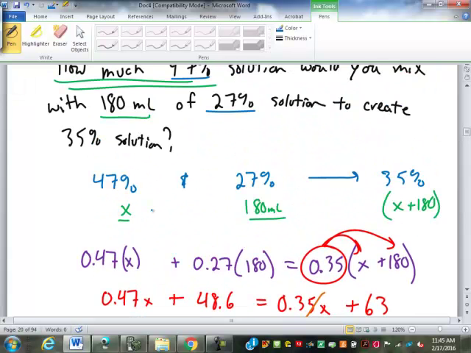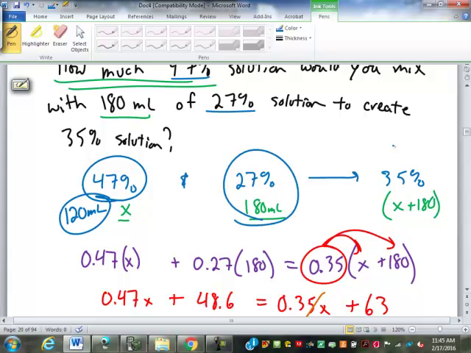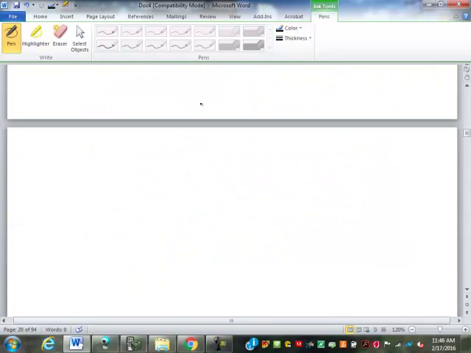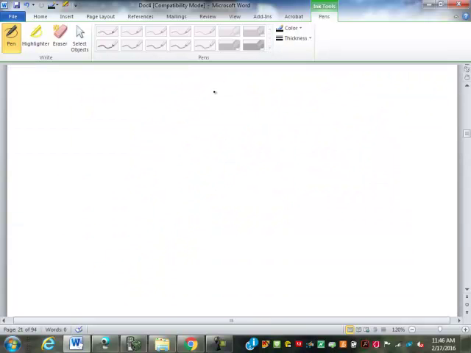So we would mix, X was the amount of the 47%. So we would mix 120 milliliters of the 47% with our existing 180 milliliters of the 27%. We've done this type of problem before, and hopefully you guys are starting to feel relatively comfortable with them. Now I want to change it up a little bit. We're going to ask the question this way now.